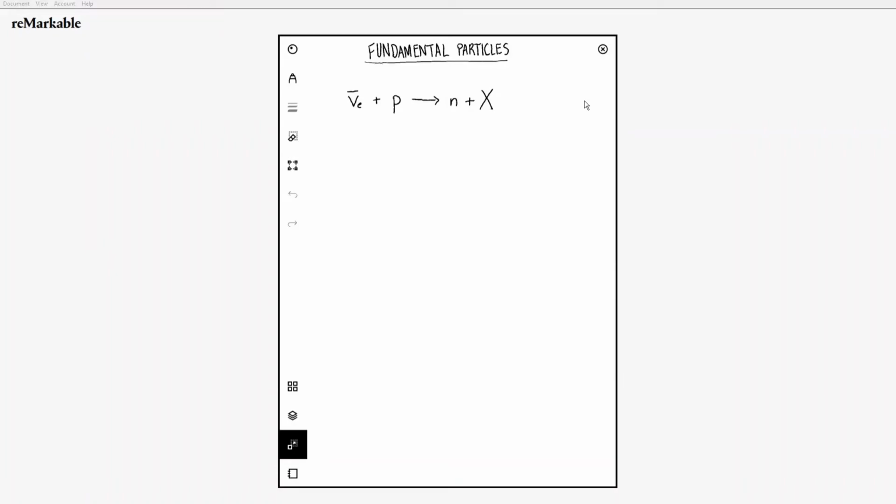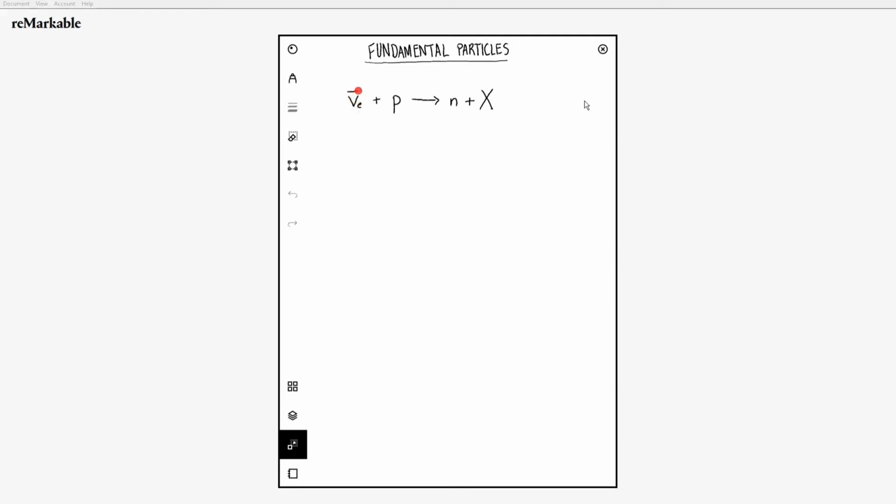In this video, we're not going to go over all the stuff to do with fundamental particles because I'll do a separate video on that. But this is just an example question that you might get in an A2 past paper involving fundamental particles.